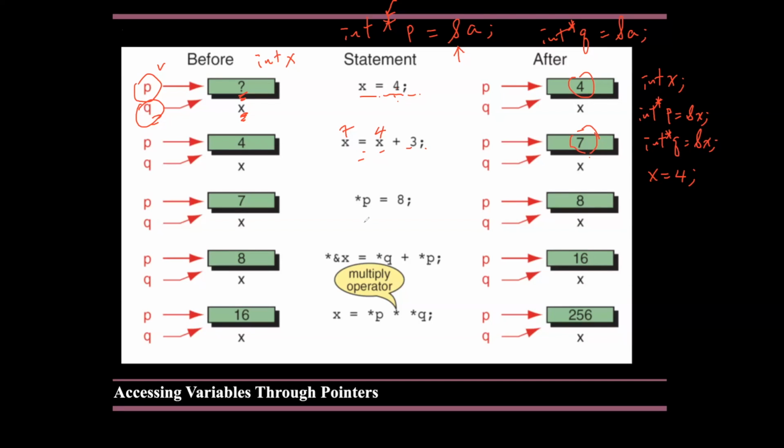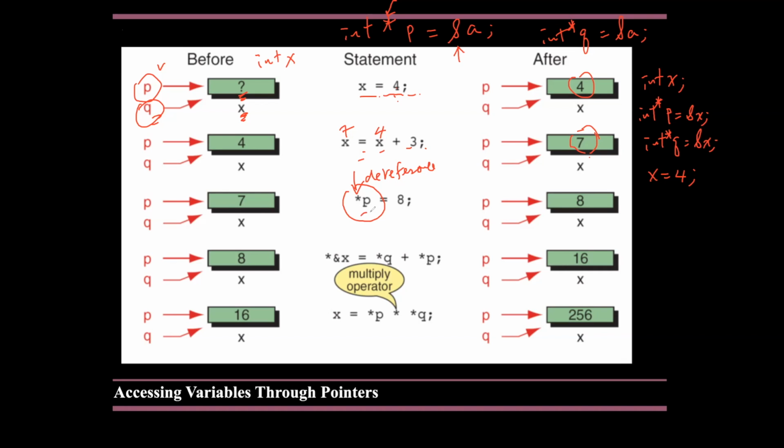There's nothing else there. If you put the asterisk in front of a pointer variable, this is what we call dereferencing. Dereferencing actually gets us to the value of x that p is pointing to. So p and q are still both pointing to x.